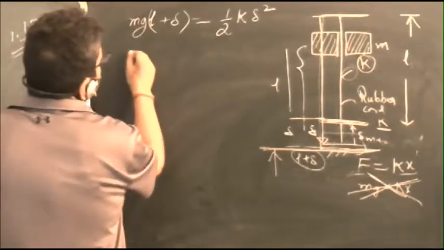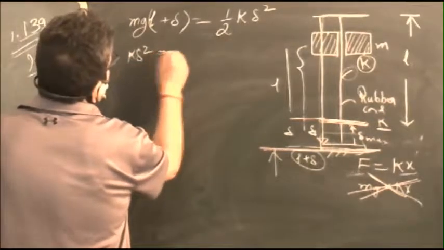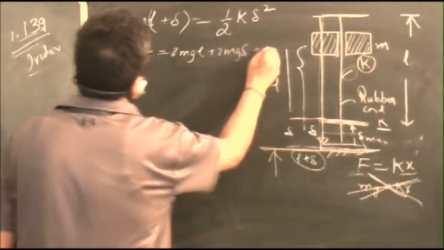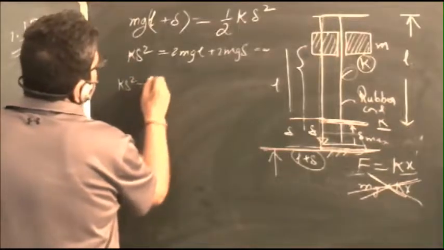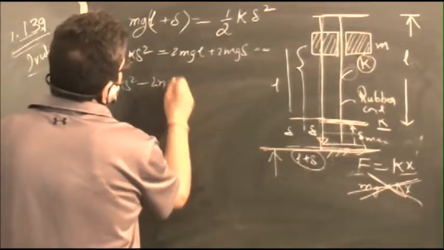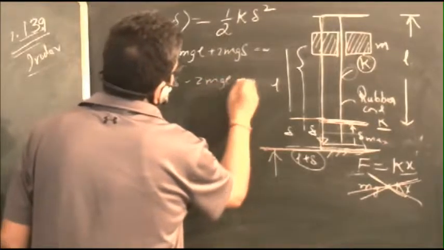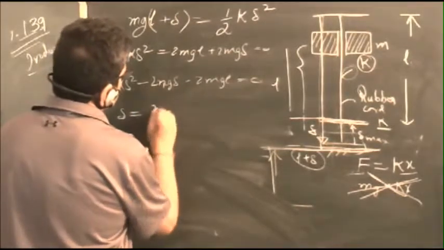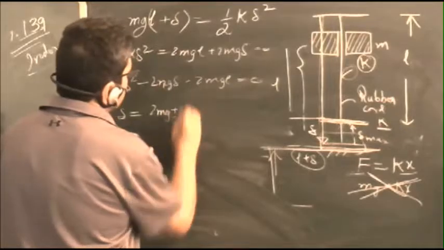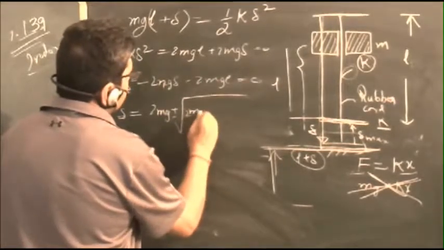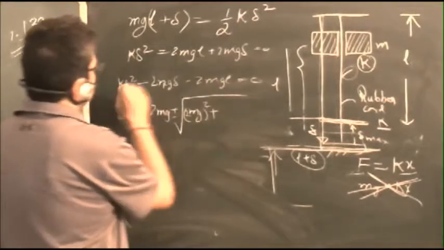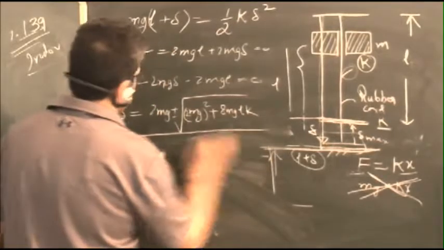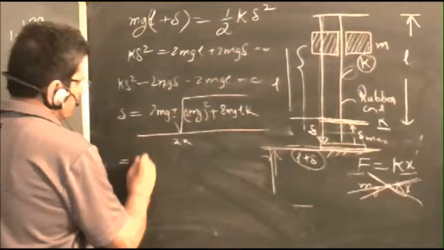Now let us solve it. So k delta square minus twice mg delta minus twice mgl is equal to zero. This is a quadratic equation, so delta would be equal to twice mg plus or minus under root mg whole square plus 4 times ac, 8 mgl into k, upon twice k. So it becomes mg upon k.